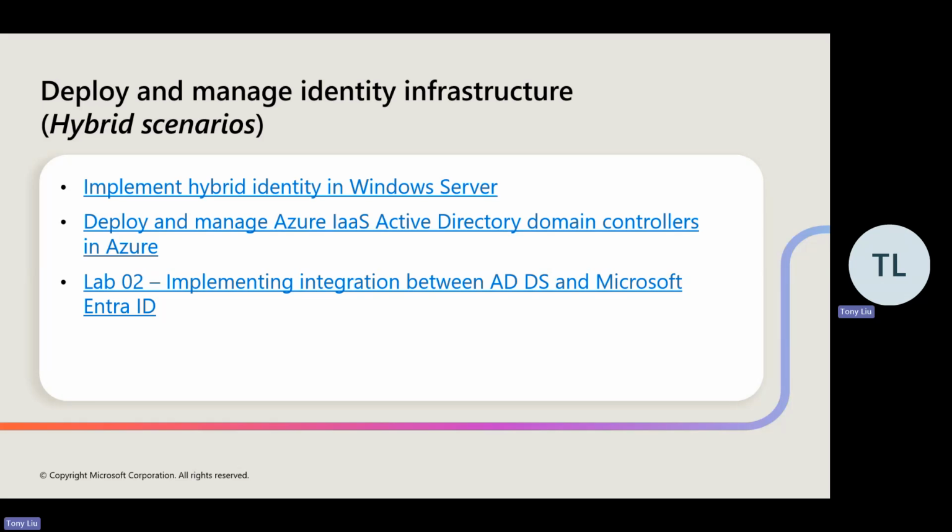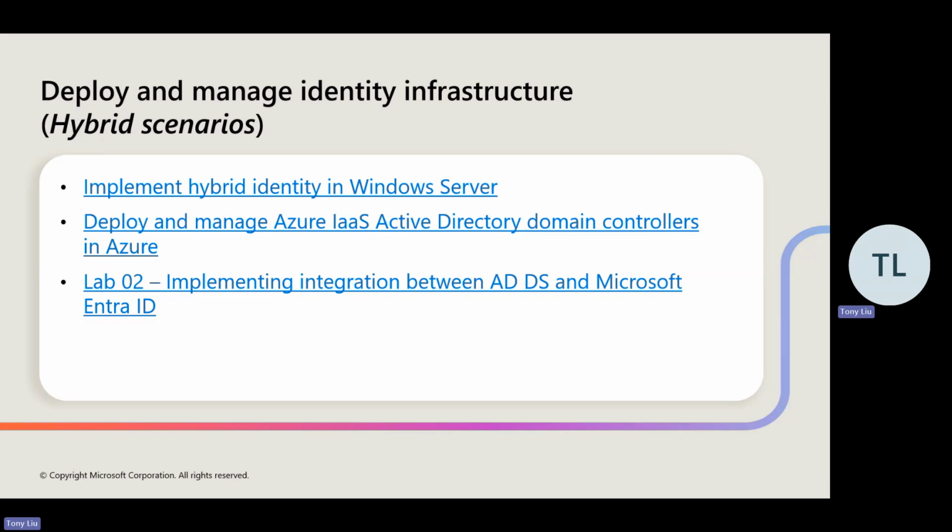So the first is deploy and manage identity infrastructure. So we talk about identity infrastructure, which is mainly for ADDS. We spend lots of time actually on ADDS, Active Directory, right? We created Active Directory, we installed domain controllers, we implemented GPOs. So that's identity infrastructure. Identity infrastructure basically controls your users' credentials like username, password, all these kinds of things.